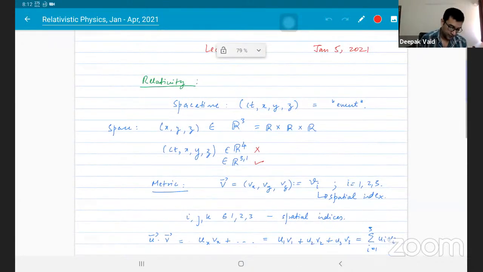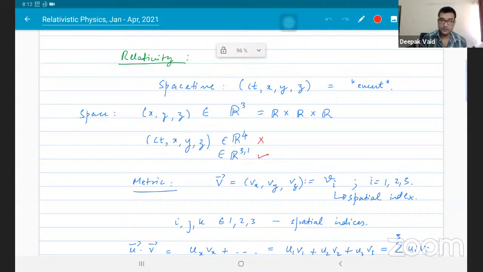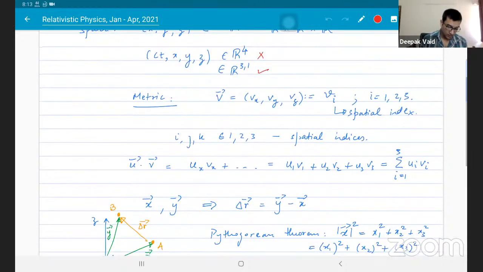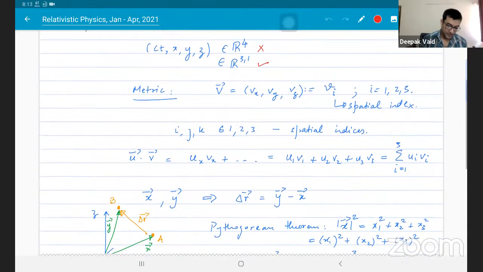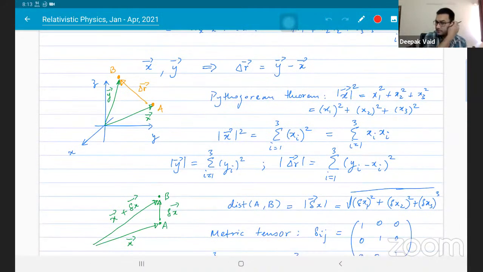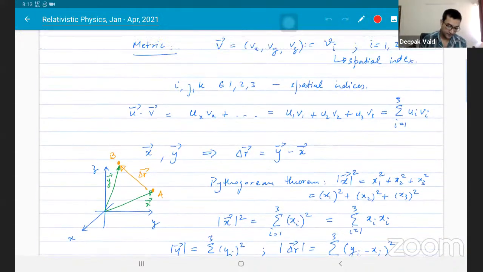Okay, so what is the basic structure in relativity? The structure in relativity is a vector space, which is called Minkowski space. It has 4 coordinates. On this space, we can define a metric which measures distances between points. And this metric can be understood as follows.